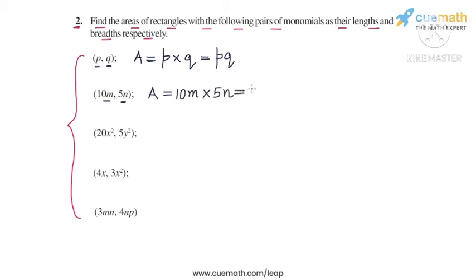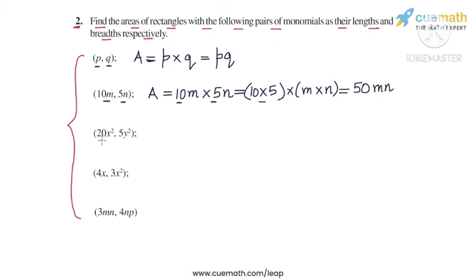Now let's multiply the coefficients separately. So 10 into 5 is the product of the coefficients, and then the variable parts, the algebraic factors, are m and n, so we multiply those. So 10 into 5 is 50, and m into n can be written as mn, so we can write the product as 50mn. This is the expression for the area in the second part.